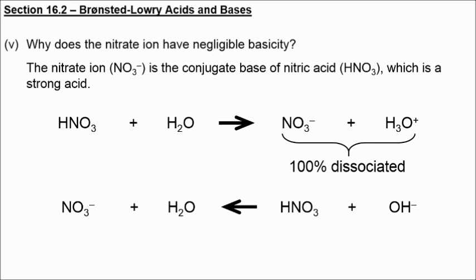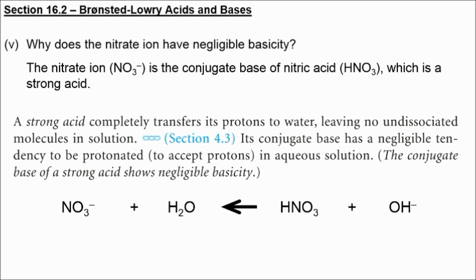So the reaction that occurs is going to be in one direction only, to produce nitrate ions. They're not going to go backwards. A strong acid completely transfers its protons to water, leaving no undissociated molecules in solution. Its conjugate base, in this case nitrate, has a negligible tendency to be protonated. So all of the 7 strong acids, their conjugate bases are not going to behave like bases in solution.